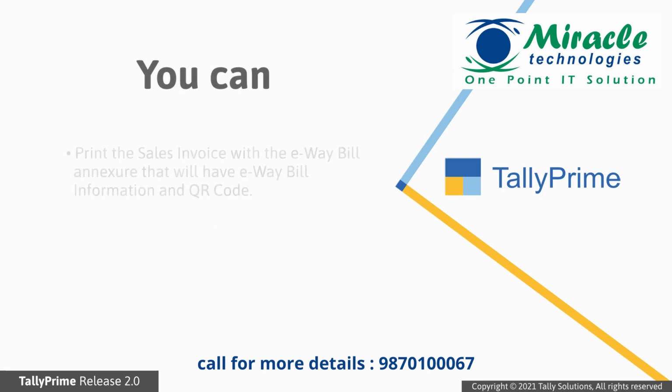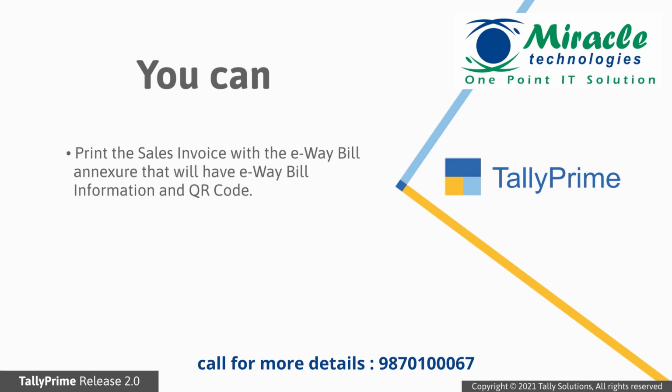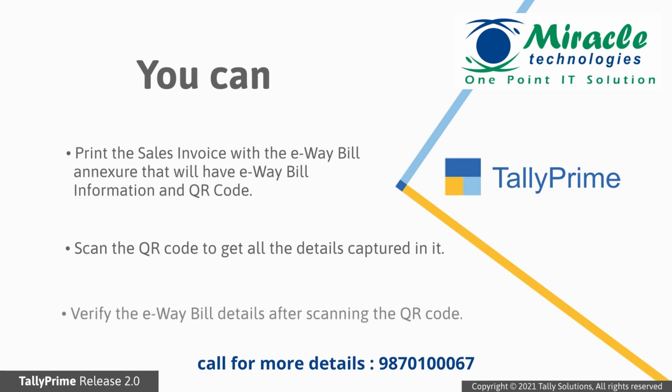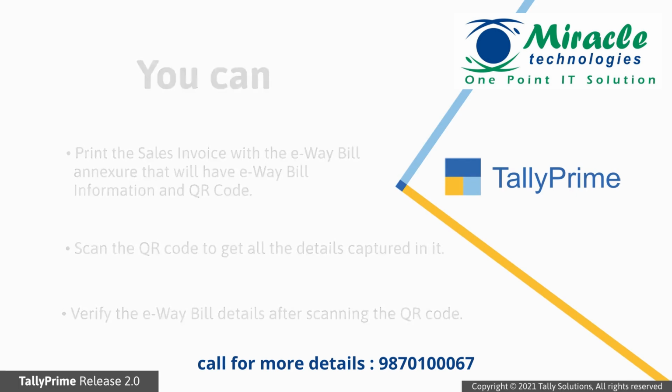You can then print the sales invoice with the e-way bill annexure, which will have all the e-way bill information and the QR code. The annexure will be similar to that of the e-way bill system. You can scan the QR code to get all the details captured in it and verify those details.